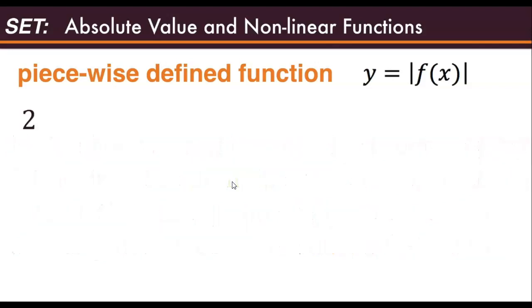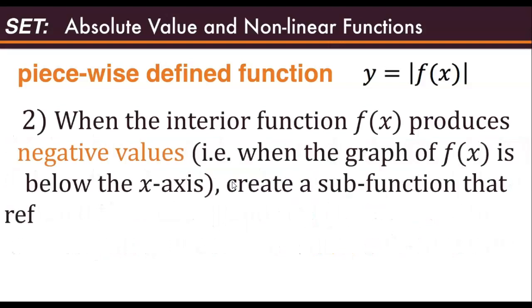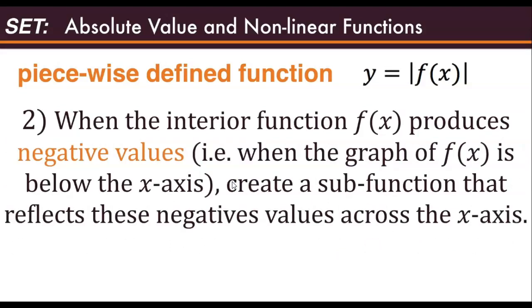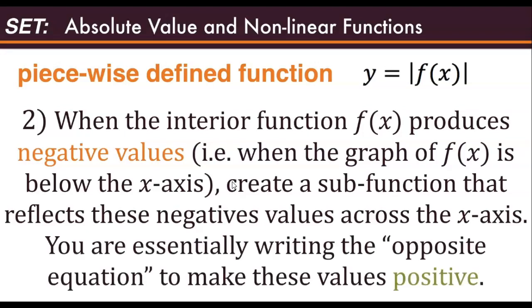The second is when the interior function f of x produces negative values, for example, when the graph of f of x is below the x-axis. Create a subfunction that reflects these negative values across the x-axis. You're essentially writing the opposite equation to make these values positive.